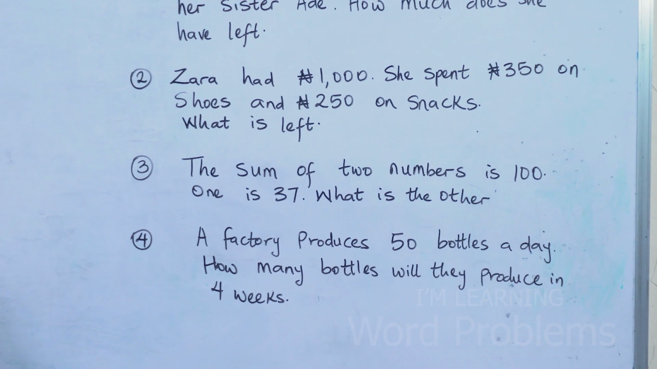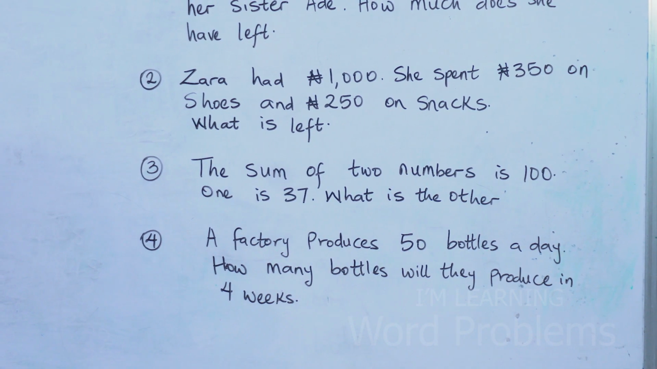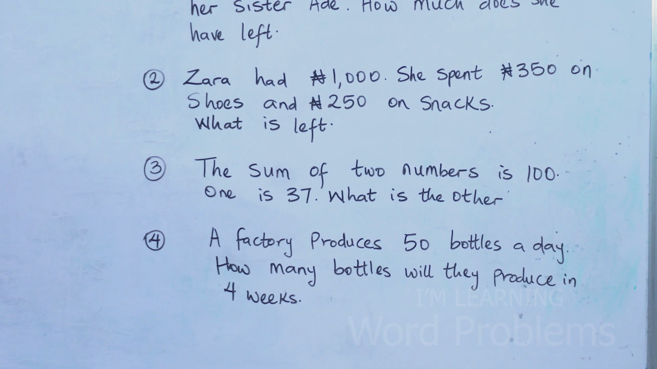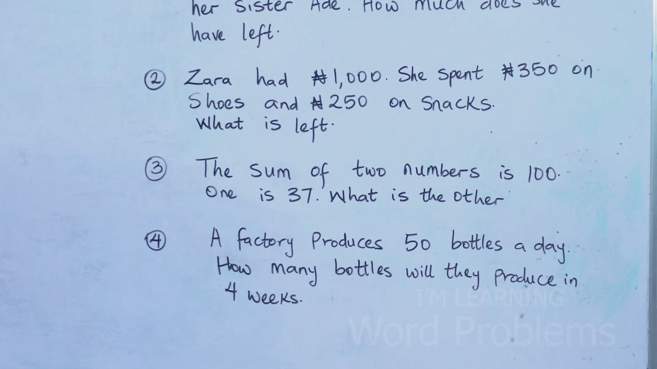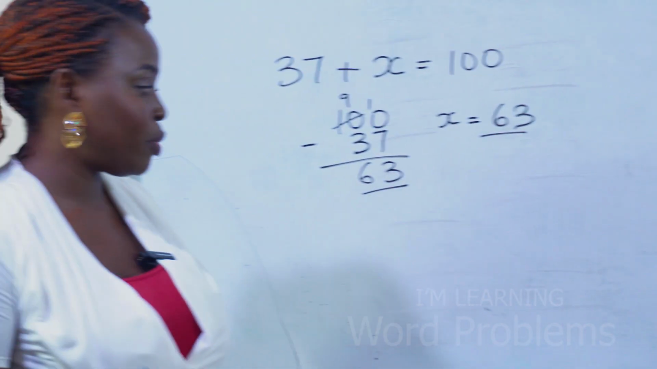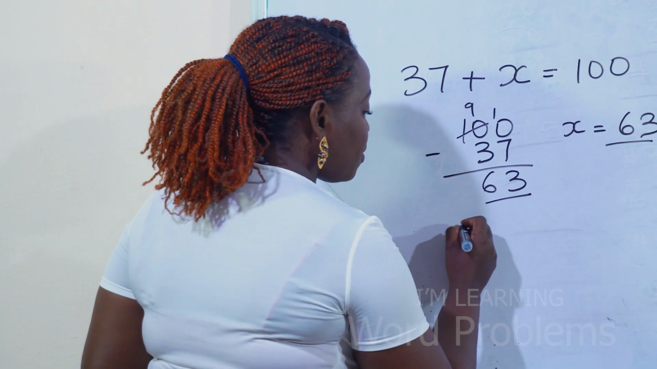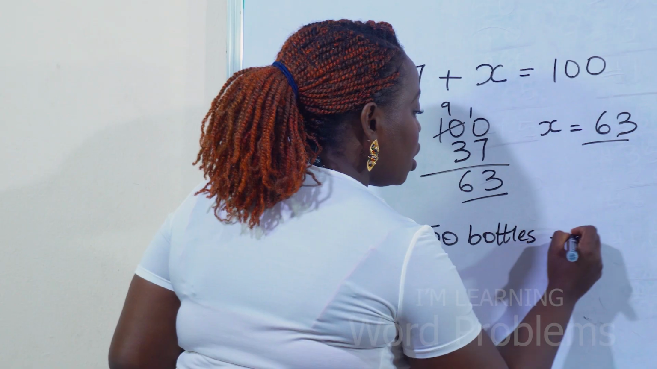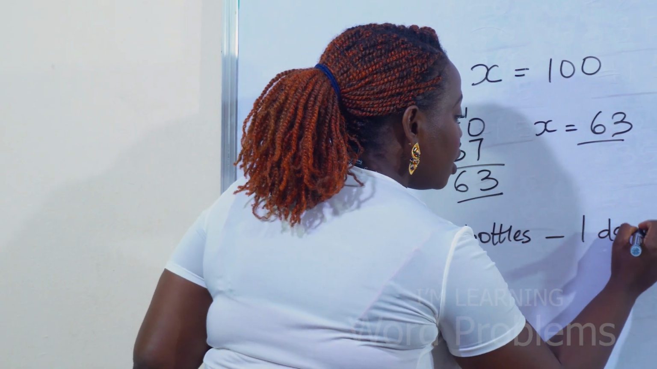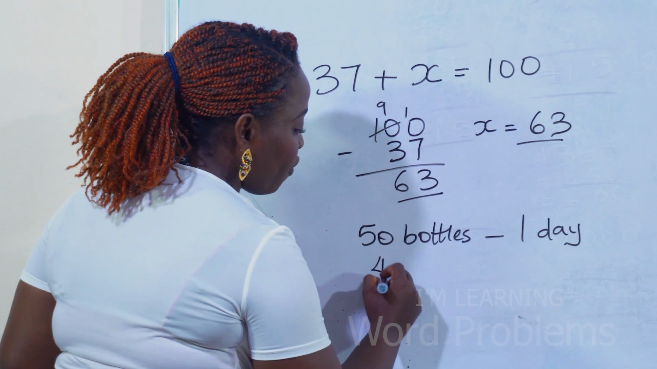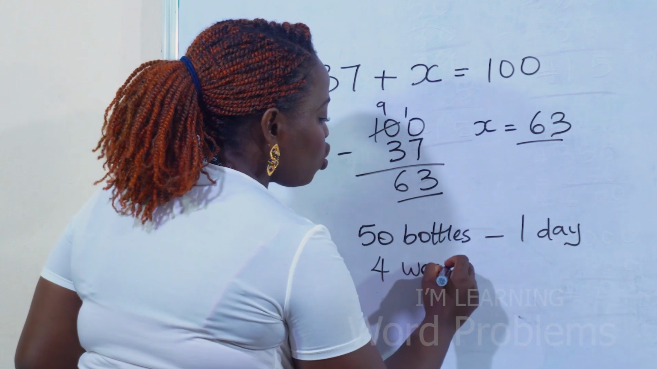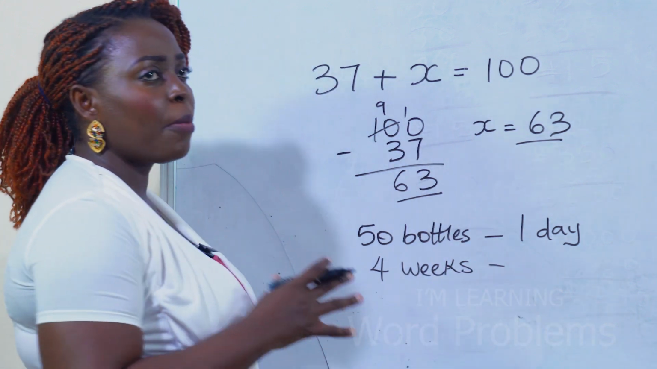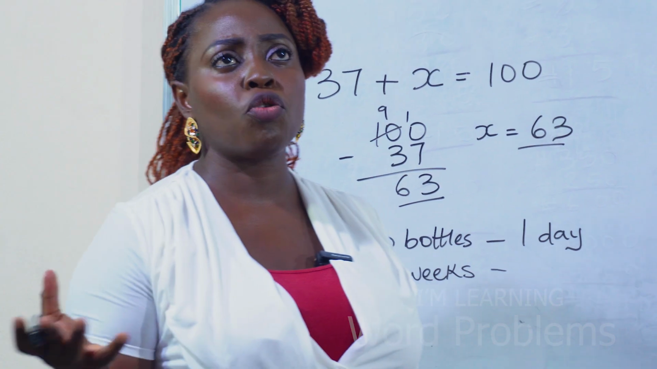The fourth says, a factory produces 50 bottles a day. How many bottles will they produce in 4 weeks? Pay attention. They produce 50 bottles in 1 day. Now they're asking you to calculate for 4 weeks. The first thing you need to figure out is how many days are in 4 weeks?